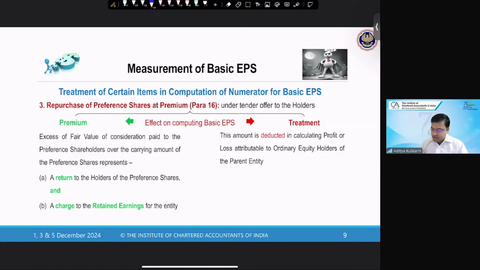Now, repurchase of preference shares at a premium under a tender offer to the holders. See, there may be certain situations where today I'm having a bumper profit. A bumper profit has given rise to bumper cash reserves with me. Tomorrow, I'm not certain whether this level of profits, this level of cash will be there or not. So today, when I have this bumper available with me, I want to pay off my liabilities and say, look, I'm paying your dues because today I'm sitting on a pile of cash.